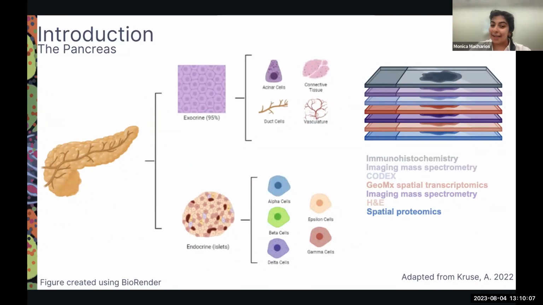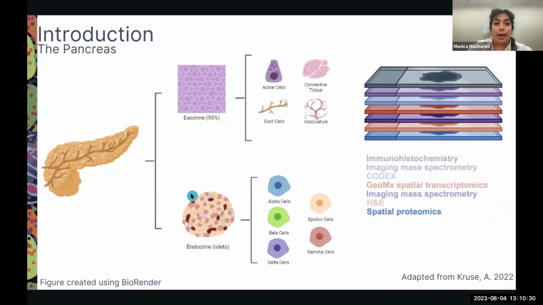The exocrine aspect of the tissue comprises about 95% of it, and it consists of acinar cells, which are responsible for producing those digestive enzymes I mentioned, duct cells, which are responsible for carrying those secretions to the small intestine, as well as connective tissue and vasculature that is found in all organs.